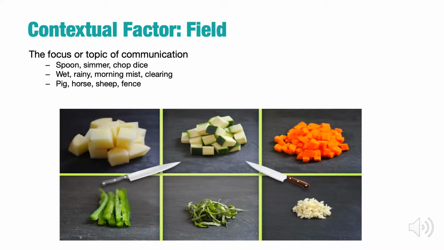So hopefully what you've come up with is that spoon, simmer, chop, and dice come from the field of cooking. Perhaps you said something like kitchen, or you had cooking techniques. That's all fine. Sometimes we can have more than one field, and as long as we're in the right direction, there might not be one set word you need to use. Wet, rainy, morning mist, or clearing, you might have said weather, you might have said rain, you might have even said winter. And then for pig, horse, sheep, and fence, you've probably said something like farm.